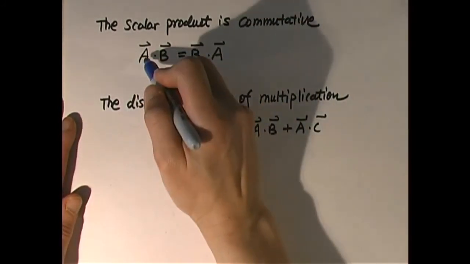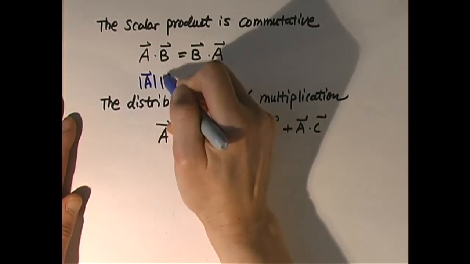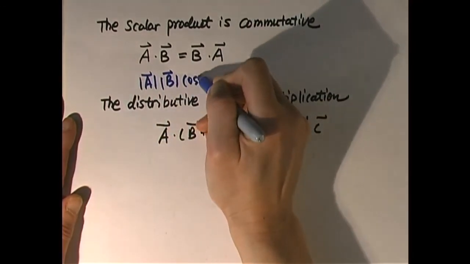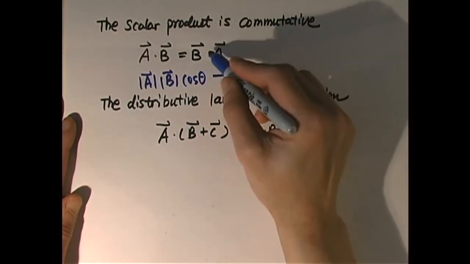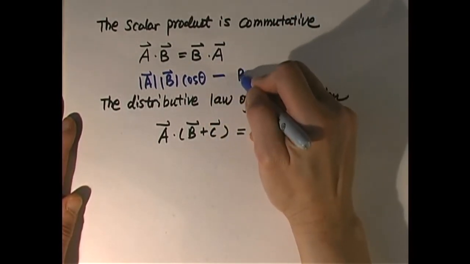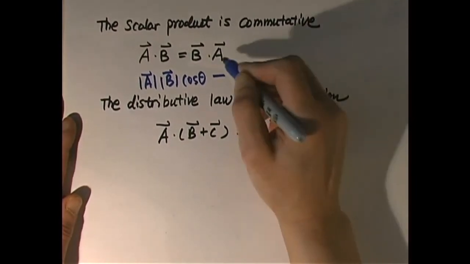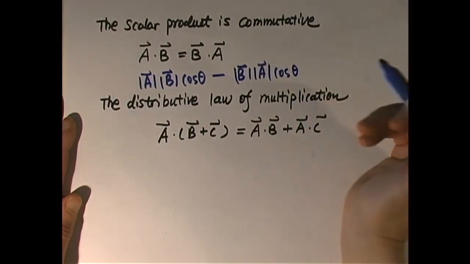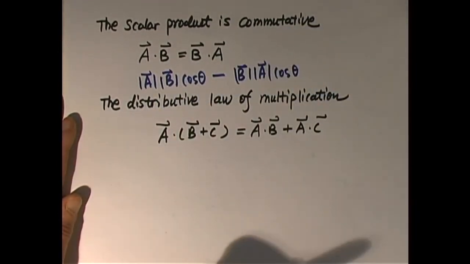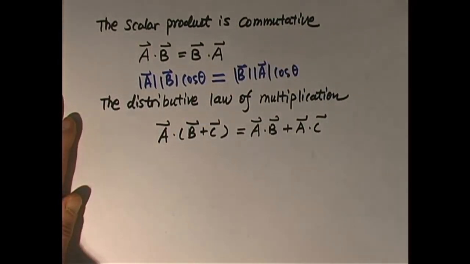It's very easy to prove, because a dot b is a's magnitude times b's magnitude times cosine theta, where theta is the angle between a and b. On the other hand, let's look at b dot a: b's magnitude, a's magnitude, cosine of the angle between b and a, which is the same angle. So you see, mathematically, they're the same thing. That's why they're equal, that's why a dot b equals b dot a. We can switch the position.